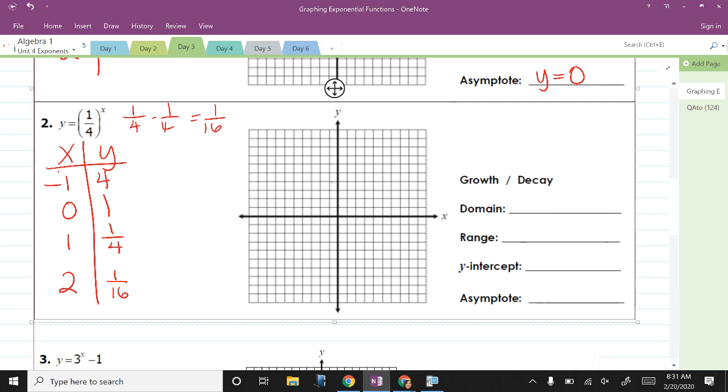Left 1, up 4. Uh-oh, you see a difference here? (0, 1). (1, 1/4) is teeny tiny. And (2, 1/16) is teeny tinier than that. So do you see how your curve is going up this way but going down from left to right? So we still have an asymptote right here on the x-axis. We're getting really close to that x-axis, but you're not going to cross it. So when you draw your curve, try to touch your points.